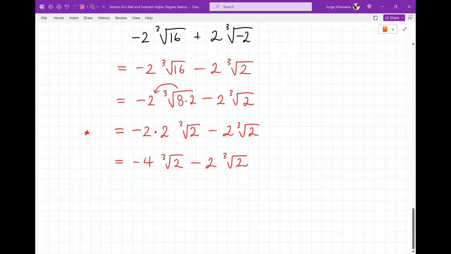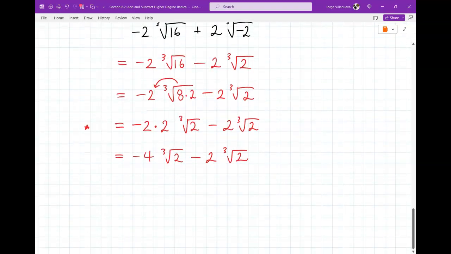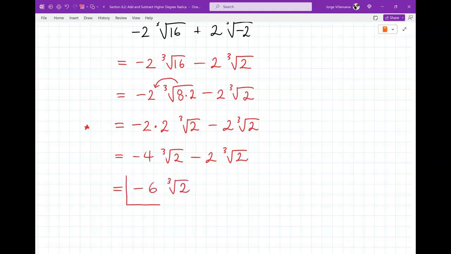Can I combine those? Yeah, they look the same now on the radical, right? The cubed root of 2 and a cubed root of 2, that means it's like the same letter, right? It's like negative 4x minus 2x, right? Same letter. So we have the same radical. So negative 4 cubed root of 2 minus 2 cubed root of 2 is negative 6 cubed root of 2. By the way, sometimes people say, like, can these things ever cancel out and your answer is 0? They could. It could go away.